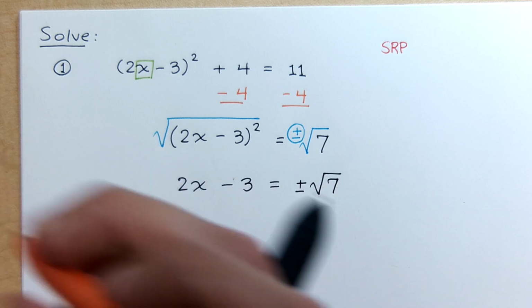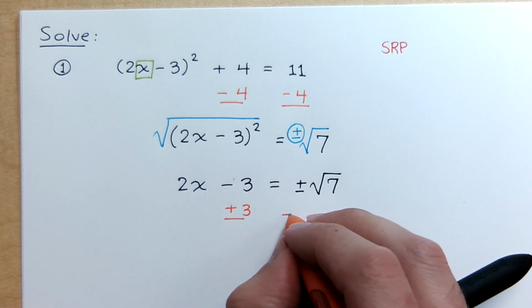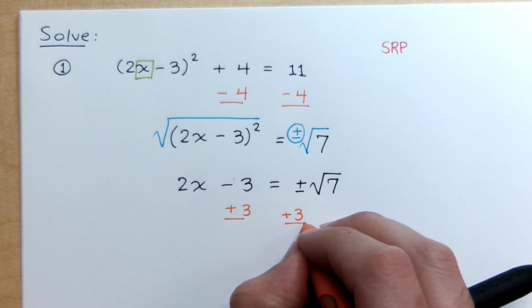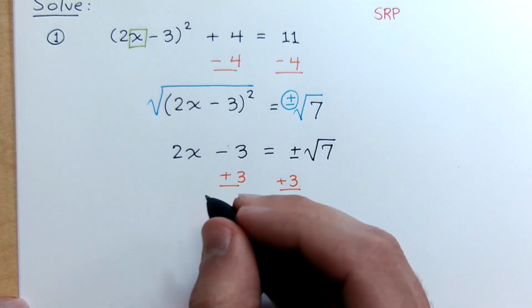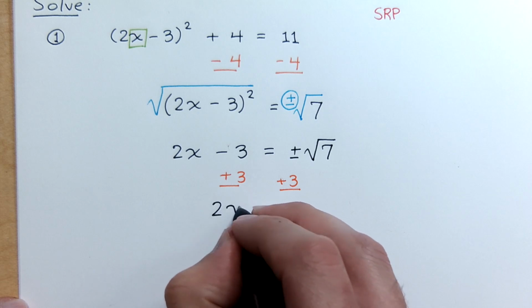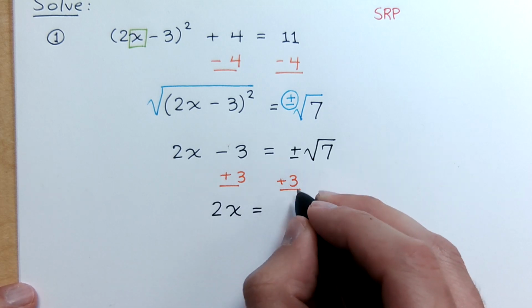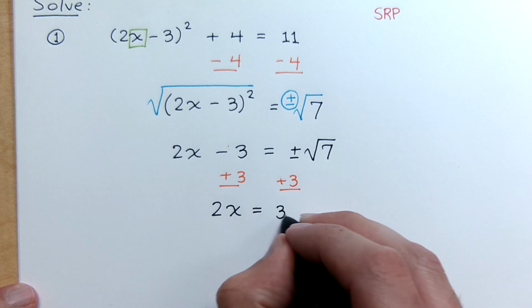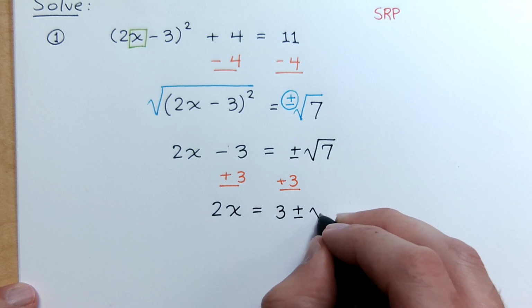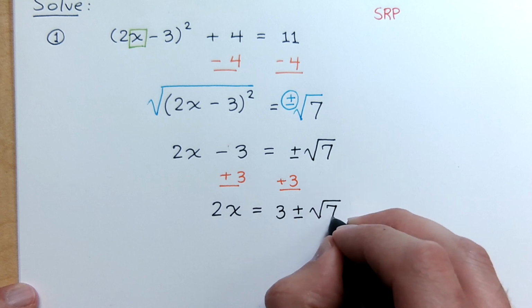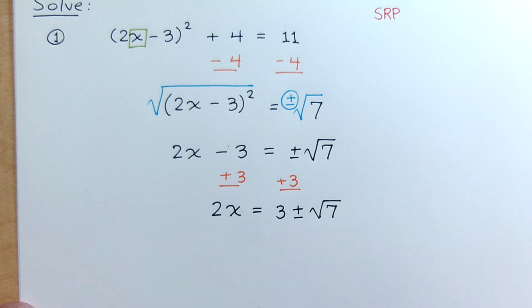And then what you want to do is add 3 on both sides to get x by itself. Again, you're just peeling away the layers until only x remains. And so we have 2x is equal to, remember, if there's a plus or minus in place over here, put the term in front of the plus or minus. So 3 plus or minus the square root of 7. The 3 and the square root do not get to meet. They've got the plus or minus in between them.